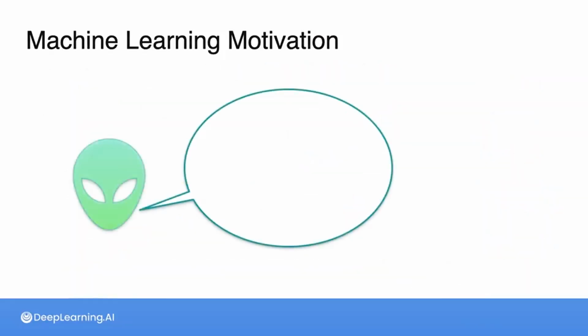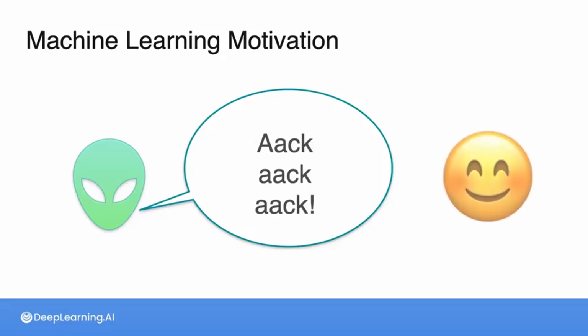But let's actually consider another example. Let's say that you travel to a distant planet and you're lucky enough to meet some alien life. And you're able to interact with them. So the first alien says the following, "Ak, ak, ak." And let's say that you have enough information to know that this alien is in a happy mood.